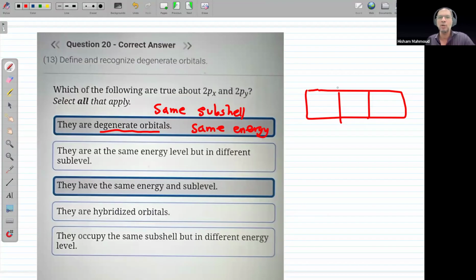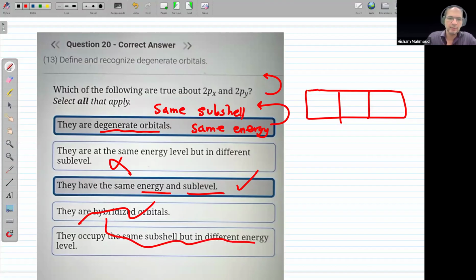Why do they have the same energy? Because they are in the same subshell, which means that they are in the same shell, by the way. They have the same energy and sublevel. They are the same energy but different sublevel? No. They are hybridized? Who said that? They occupy the same subshell but in different energy level? That's completely crazy.